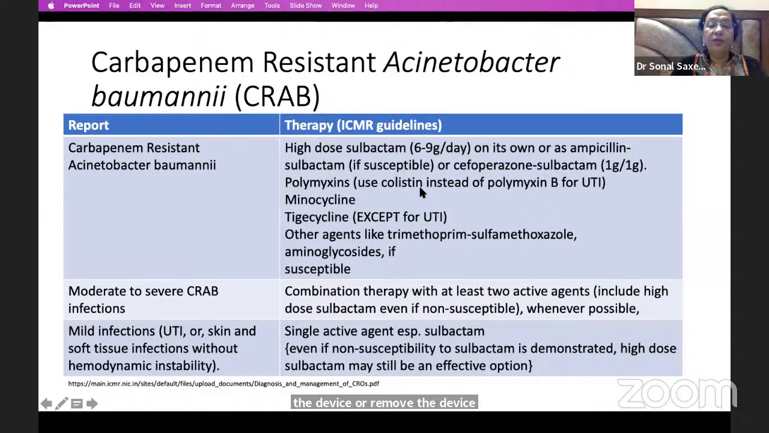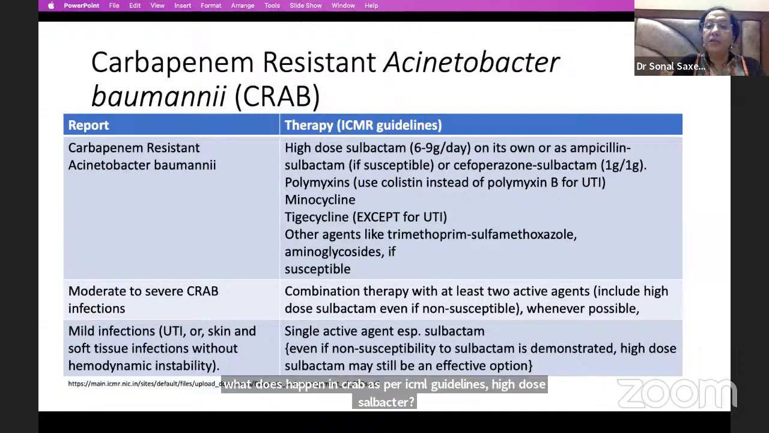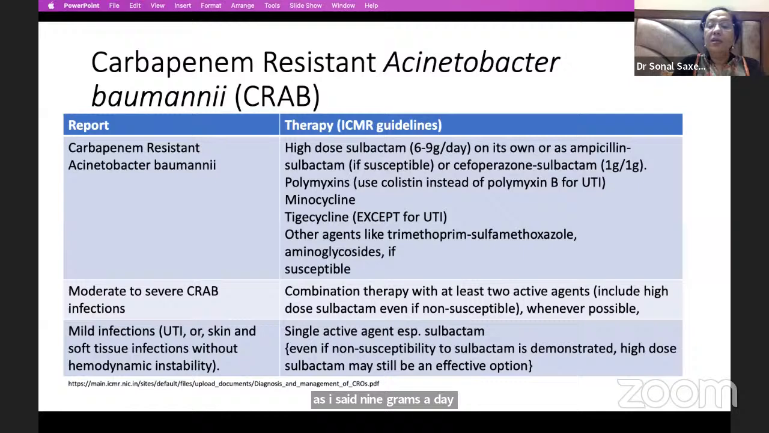So what happens in CRAB as per ICMR guidelines? High dose sulbactam, as I said, 9 grams a day on its own, or sulbactam as high as 27. Cefoperazone-sulbactam or polymyxin or colistin, minocycline or tigecycline, same principle. For moderate to severe infection, combination therapy with at least 2 agents, and for mild infection at least a single active agent like sulbactam.